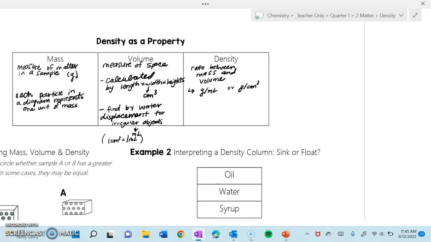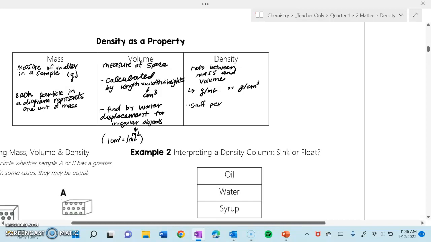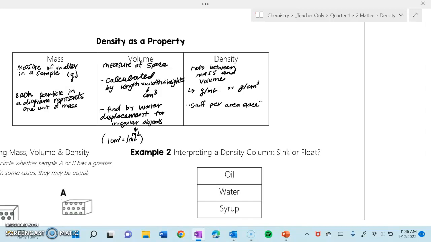You can use either one. A casual way to define density other than that ratio between the two is stuff or mass per area space. If you think about a population density, when you have a high density of people, it's really smushed in together because there are a lot of people per area space. If you have a low population density, now it's a little bit more dispersed. You have less amount of stuff per area space. That would be your density.